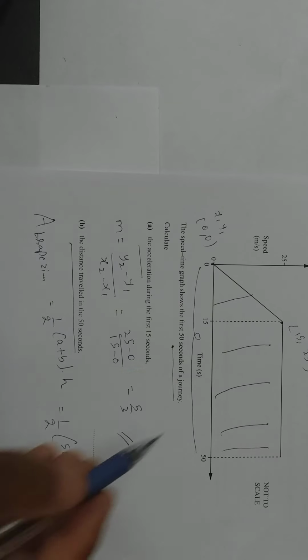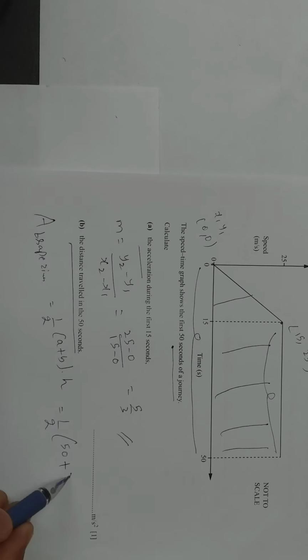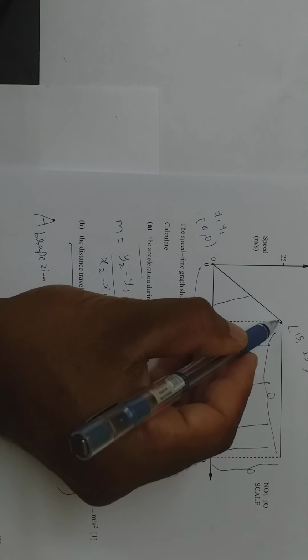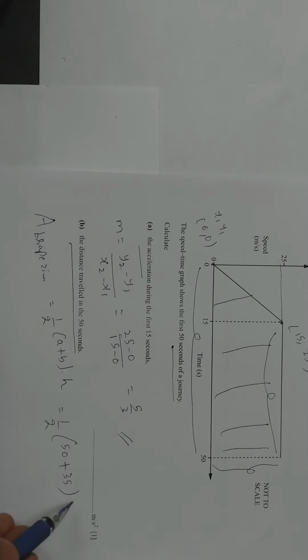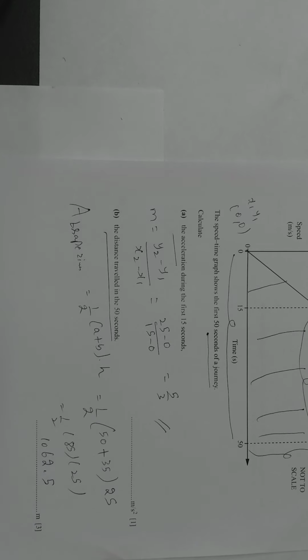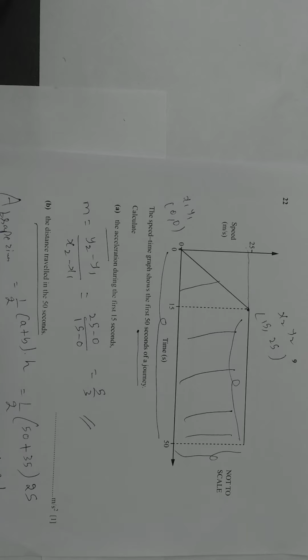Plus what is b? This will be b. So 50 minus 15 will be 35. And h will be this height, which is given by 25. So it is half into 85 into 25. Place this in the calculator. You get 1062.5 meters. That is the answer. Distance covered is nothing but the area under the curve in any speed time graph.